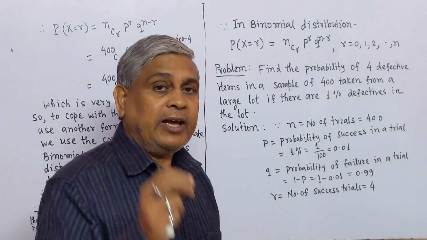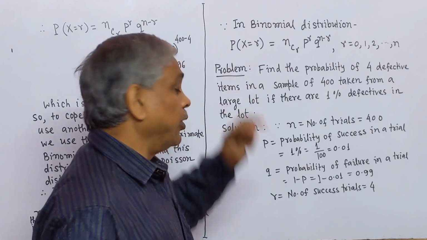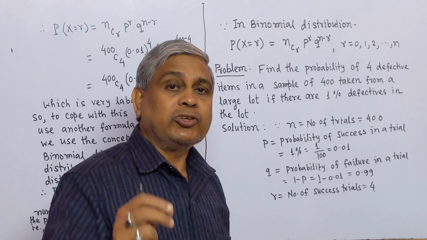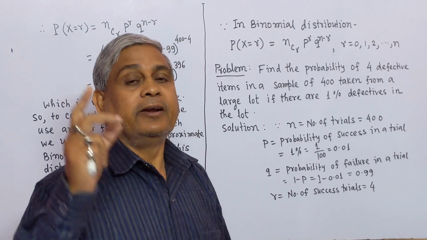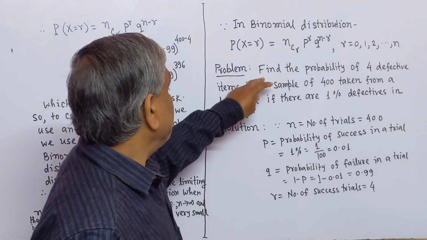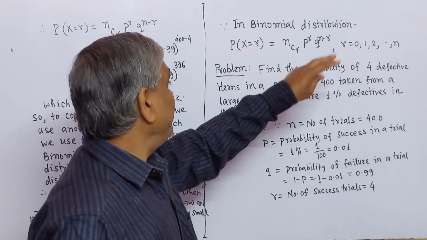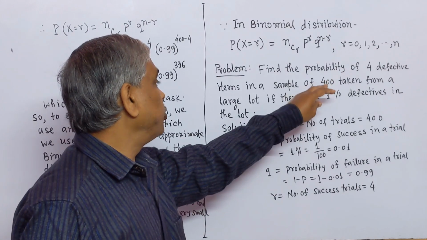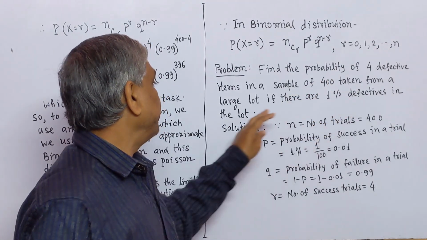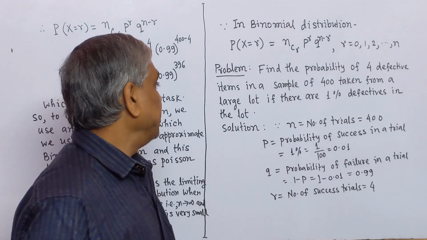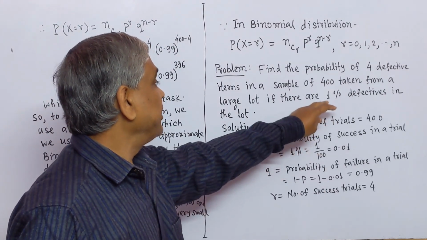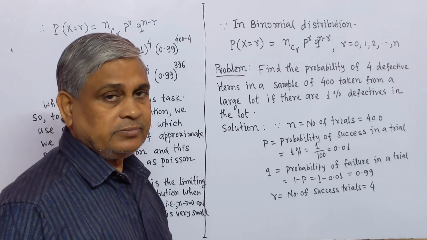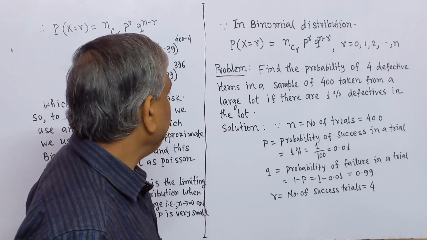Now, with the help of a problem, we will conclude why Poisson distribution is needed. Here, the problem is: find the probability of 4 defective items in a sample of 400 taken from a large lot if there are 1% defectives in the lot. Here we solve the problem.